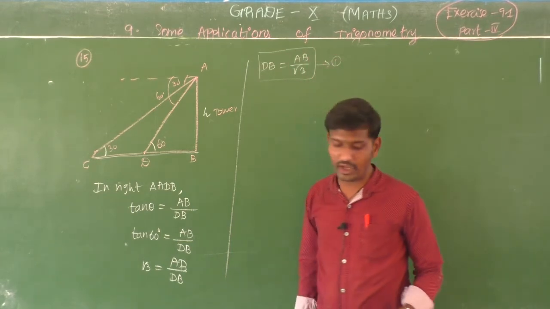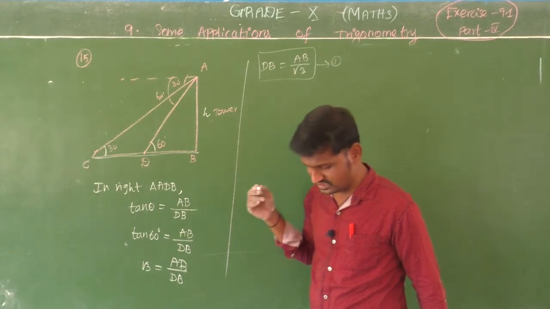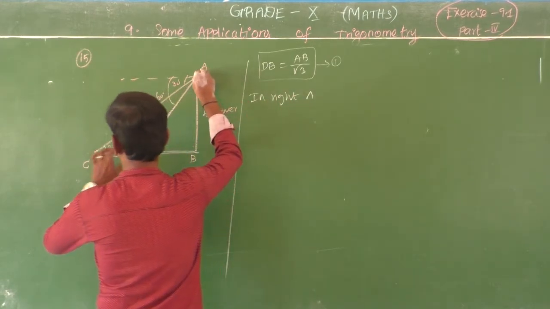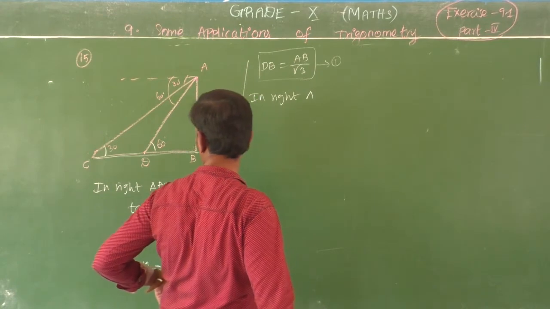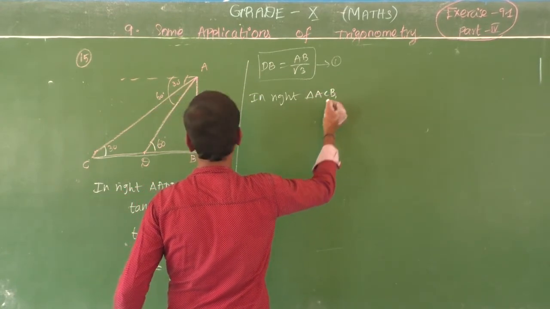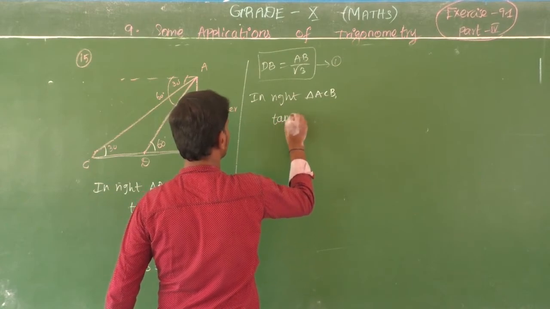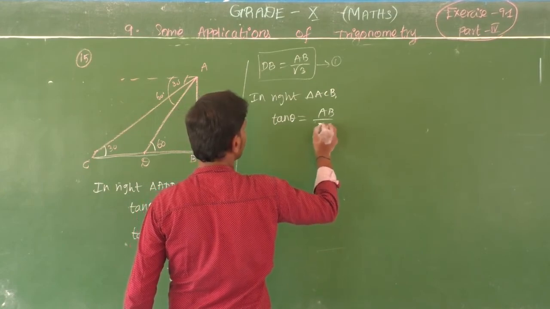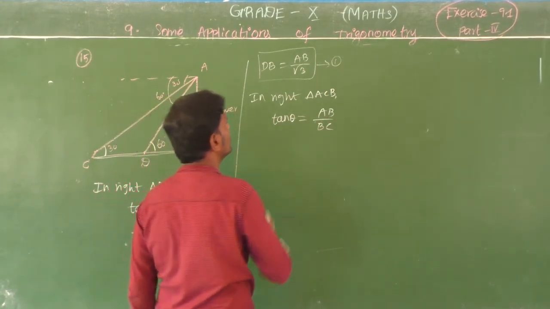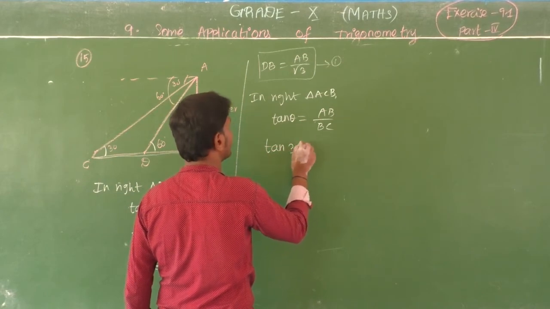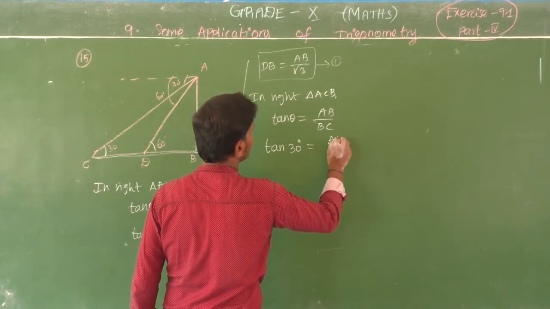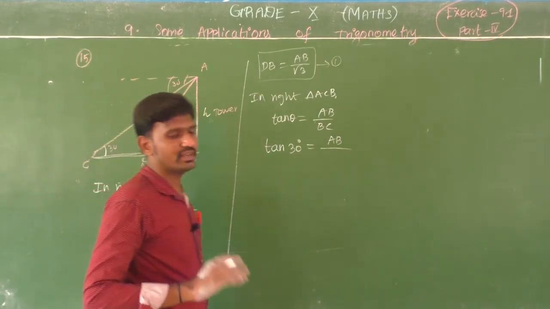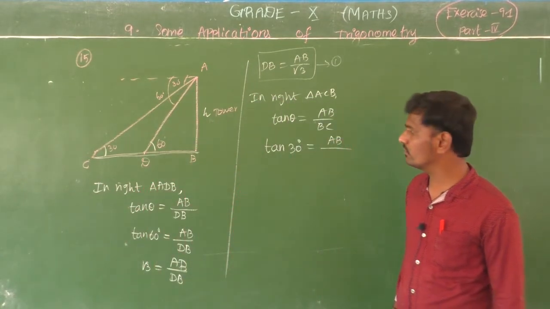And the next, I am going to take the other triangle, the right triangle ACB. Now in right triangle ACB, here also tan theta is equal to opposite side AB divided by BC or CB. Now theta is 30 degree, so tan 30 degree is equal to AB divided by BC, which means CD plus DB.